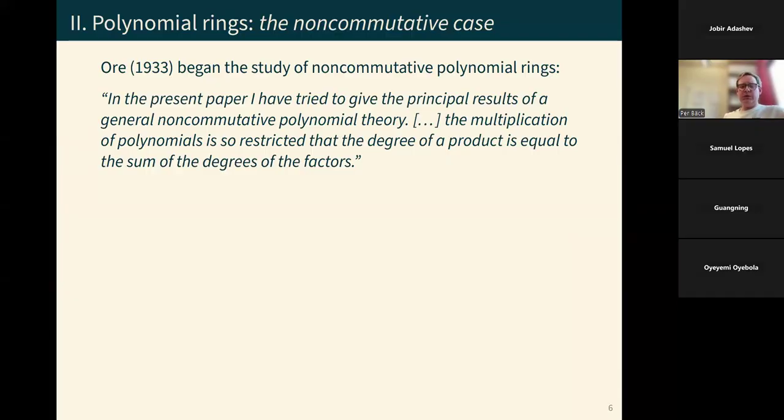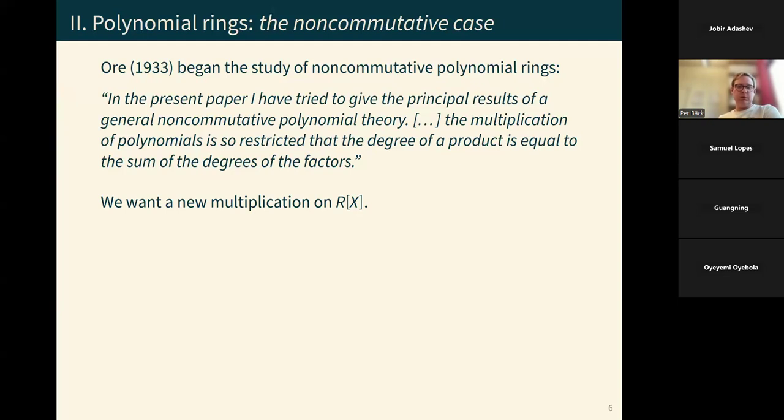And the guiding principle that he had was that the multiplication should be such that the degree of a product should be equal to the sum of the degrees of the factors. Now, generally you don't have this, but at least you have that the degree of a product is less than or equal to the sum of the degrees if you work over a general ring with, say, zero divisors, for instance. So, I thought we could go through Ore's ideas here.